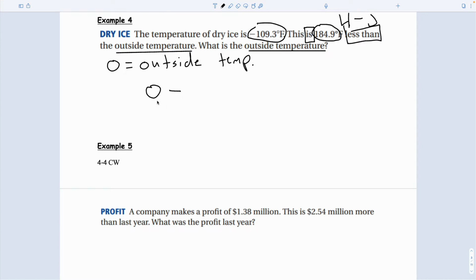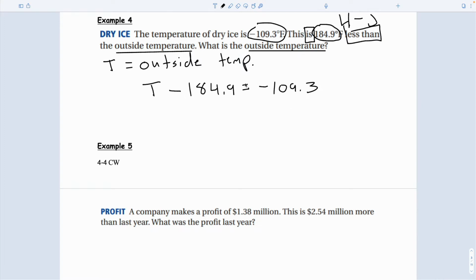This kind of looks like a 0. Do you mind if I change the variable to a t? Let's change it to capital T. So the outside temp is now T, and it is 184.9 less than. Yeah, that's it. This is going to equal the temperature of dry ice.